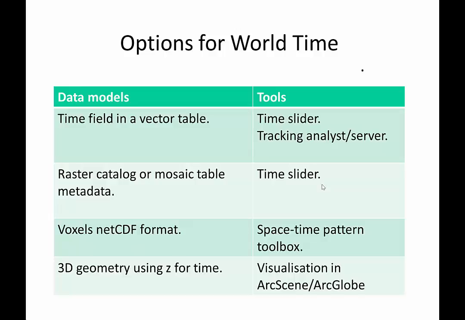For time in a vector field, you can use the time slider. There's also a tracking analyst server. I'll explain that in a moment. You can take rasters, or rasters for different time periods, and stack them in a raster catalog or a mosaic table. I think you can do either one. I do raster catalogs. And then you can use the time slider. So that's time associated with a raster layer. You put them into this raster catalog stack, and then you use the time slider to slide through those raster layers, just as you can use the time slider to slide through the time fields in a vector table.